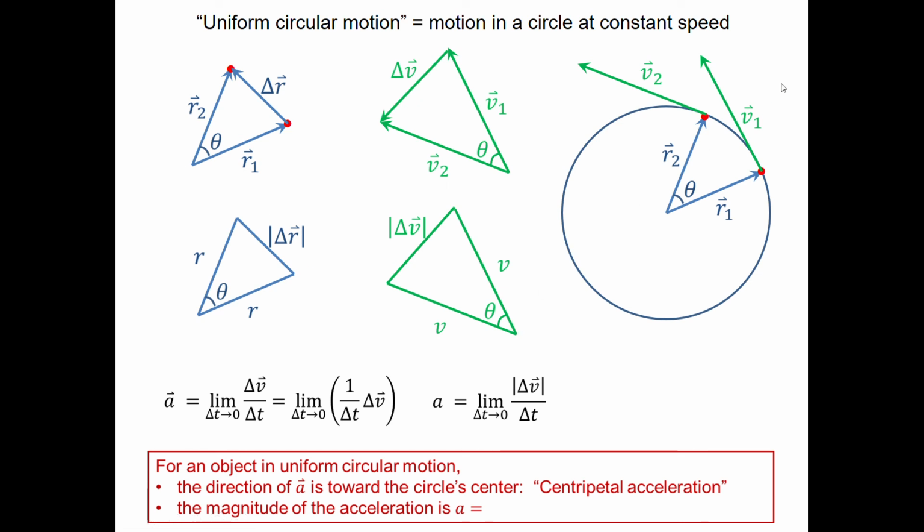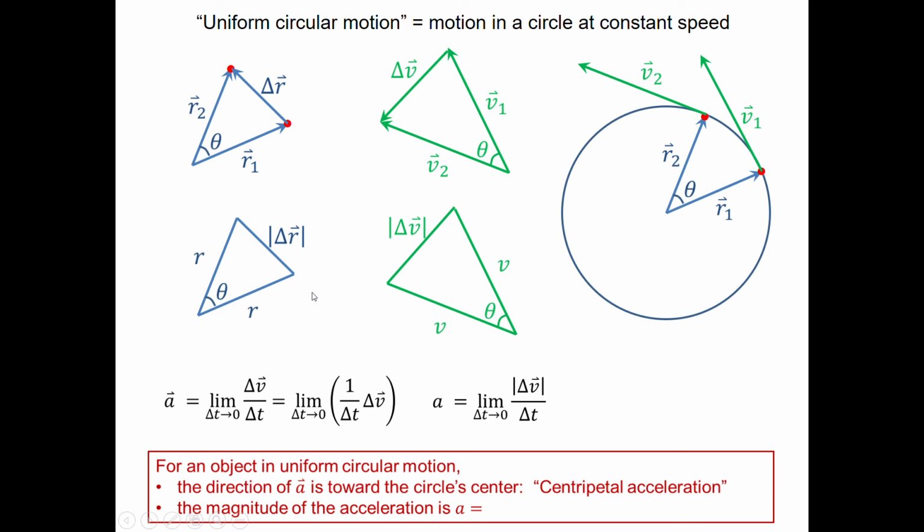Same thing here. Even though these velocity vectors are different, their lengths are the same, and we earlier on said we were going to call that v. So the lengths of these two sides is v, and this side would be the magnitude of the delta v vector. All right. Why are we doing all this?